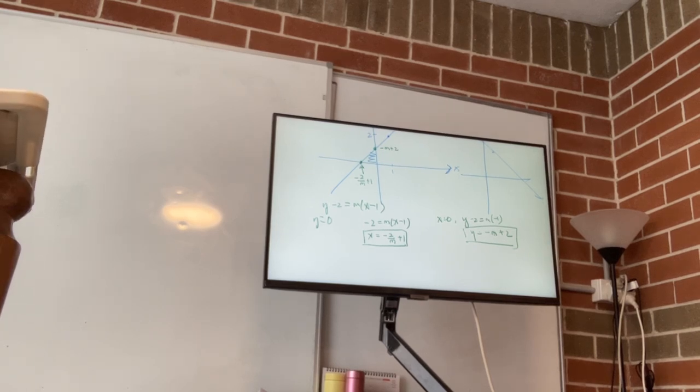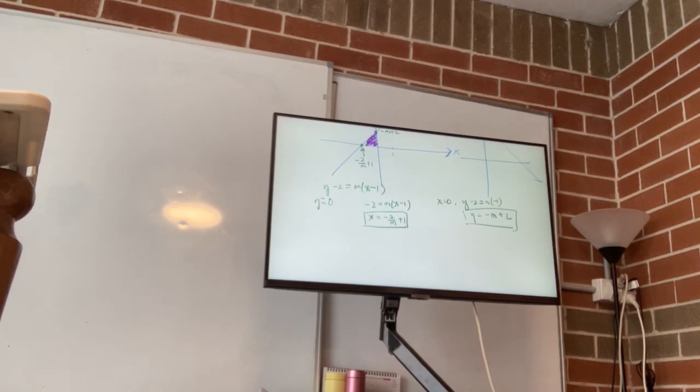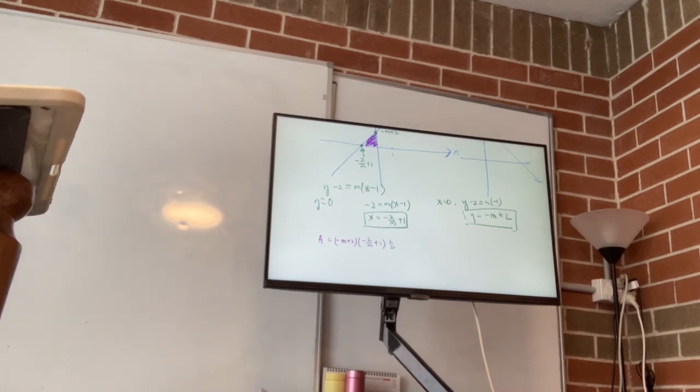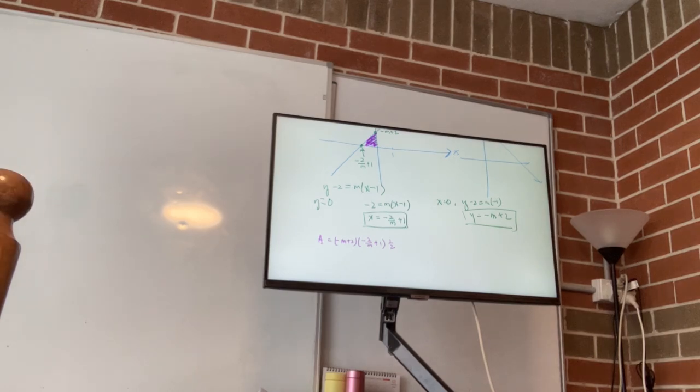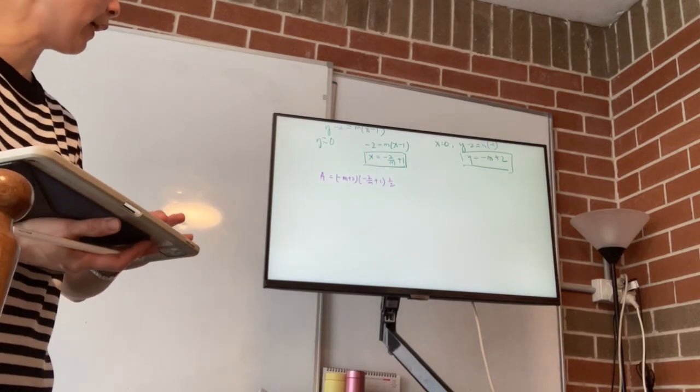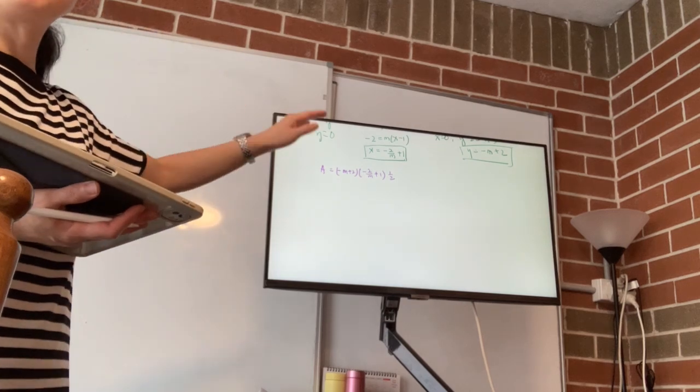So what I need is the area. Let's find out the area. Area equals? How do you find area? Minus m plus 2, times minus 2 over m plus 1, divided by 2. That means I times it by half. At the moment it looks pretty sad because there are so many terms. So this is the area equation.